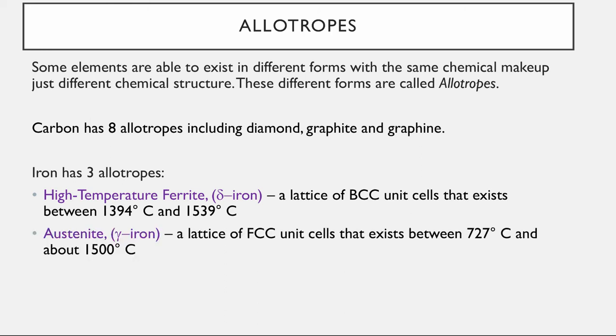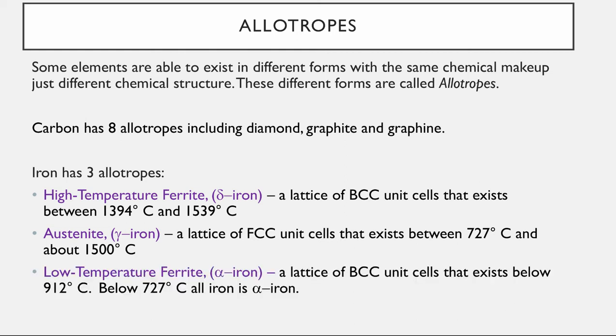Austenite, or gamma iron, actually has a face-centered cubic structure, and this exists below 1500 degrees Celsius, about that, and as low as 727 degrees Celsius. And then our final allotrope is low temperature ferrite, or alpha iron. This is, again, body-centered cubic unit cells, and it starts forming at about 912 degrees Celsius, and then once you're below 720 degrees Celsius, all iron is alpha iron, or this low temperature ferrite.